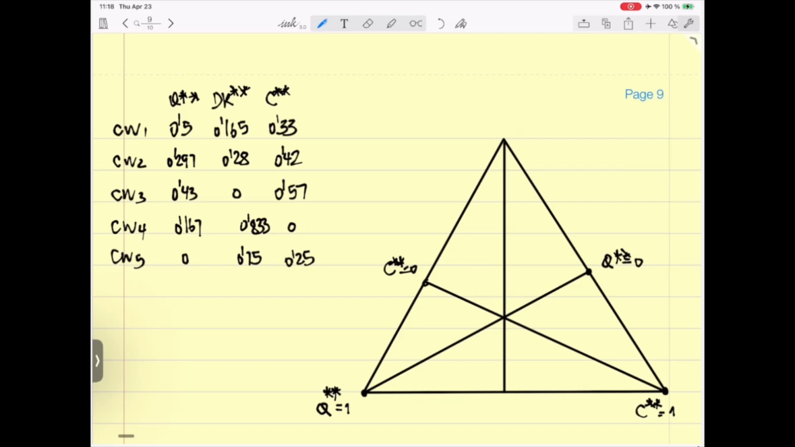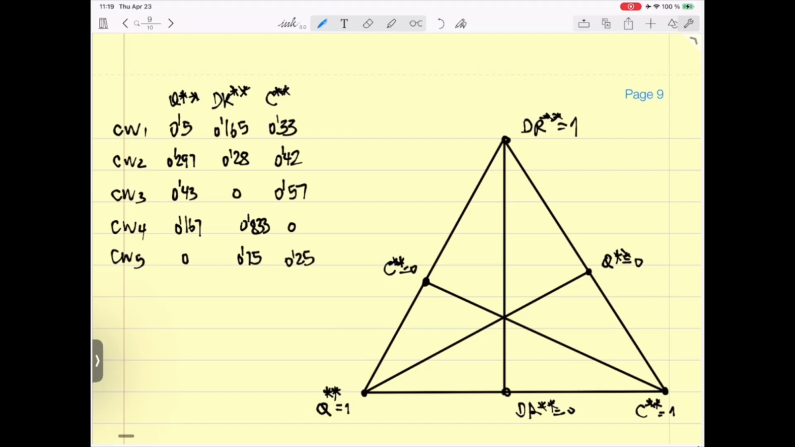So this point is cost 0, and the vertical, this is delivery rate star equal to 1, and this point and all the points in this horizontal have delivery rate star equal to 0. Okay, so this is our simplex representation. So now let's represent all the points of the calendar weeks. For each point we only need 2 because they add up all to 1. So if we have 2, the third one is already determined.